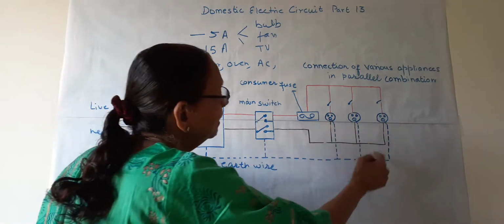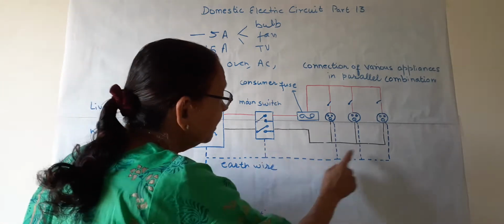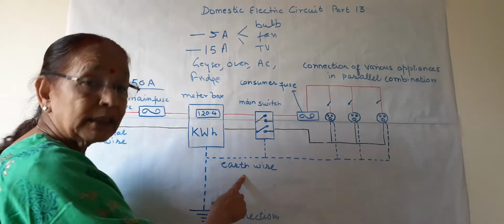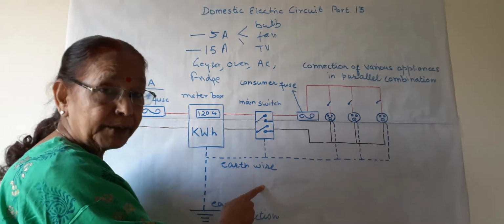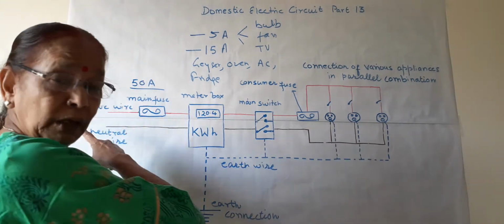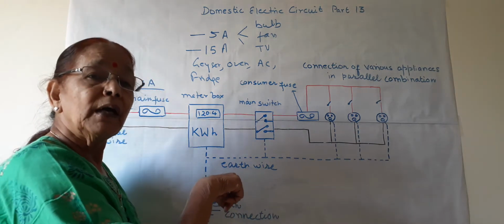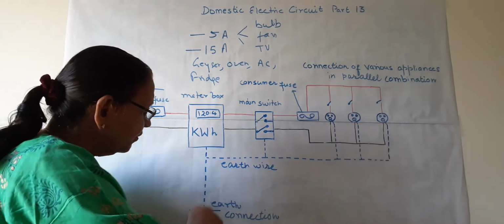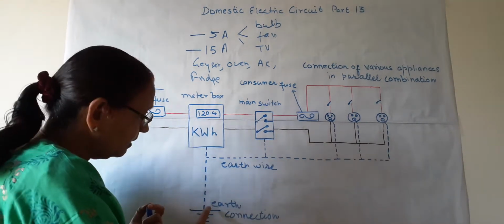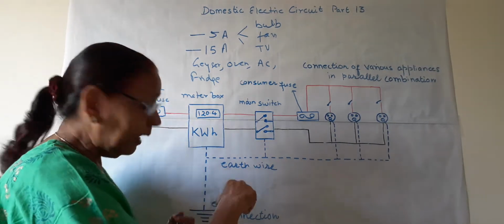You can see a third, dotted line also. This dotted line is the earth wire. This earth wire is green in color. This wire is not coming from the pole. This we have as our personal wire. This earth wire is dug into the earth. That's why the name is earth wire.